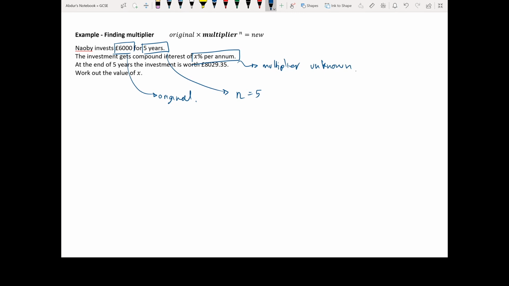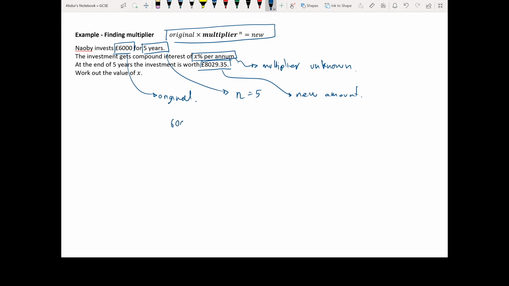Now it says here, at the end of the 5 years, the investment is worth £8,029.35. So this here is my new amount. So if I then go to my equation, I can write down all the things that I know. It says work out the value of X, but I'm going to simply go to my formula here. Original times multiplier to the power of N years is equal to new. So I'm going to write down what we know.